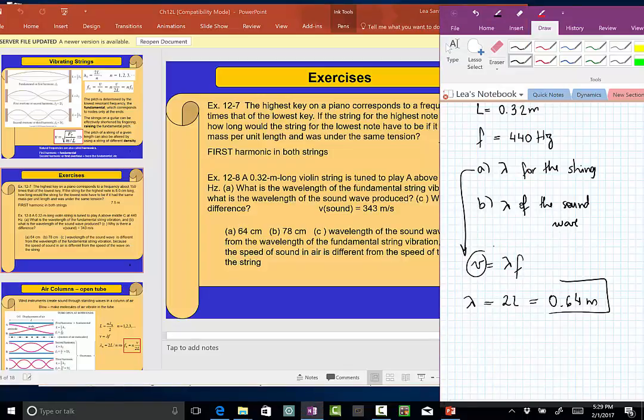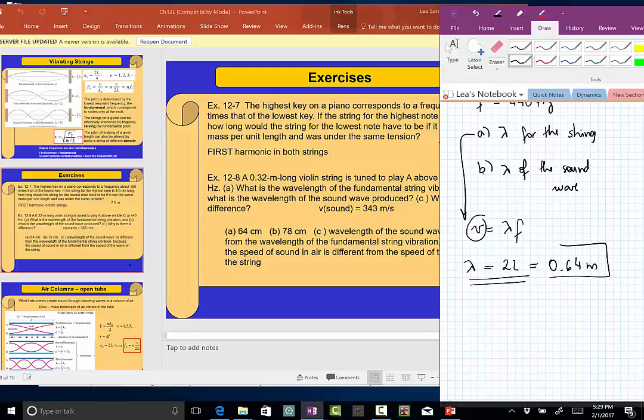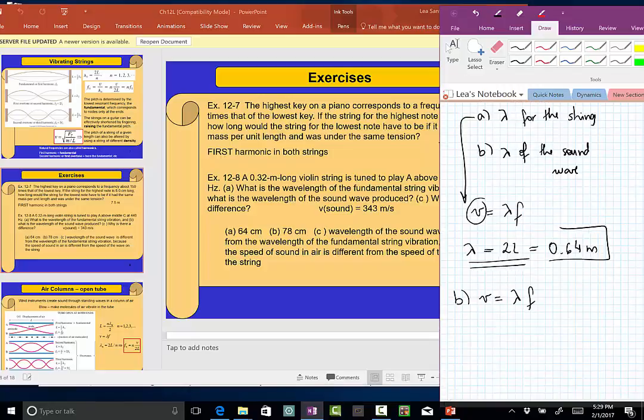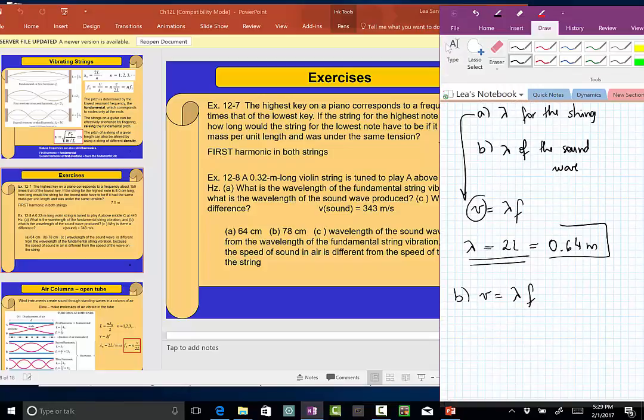They didn't give me tension, density, or so on, but I could get the wavelength from the expression that I have for the fundamental. Let's move now to part B, the wavelength for the sound wave. And now I'm going to go really for the expression of the wave velocity. And let's see if I can use this one this time. Well, the frequency I have.